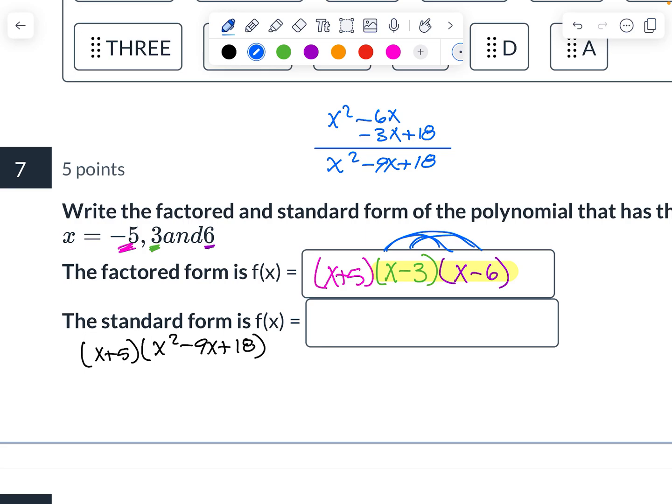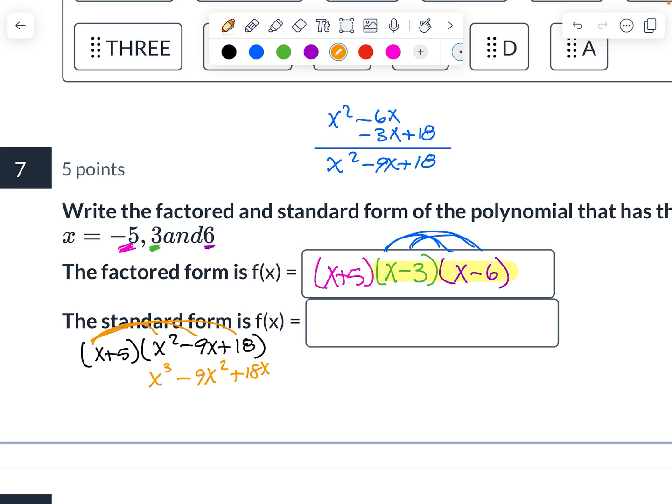Okay, but here's the deal. We are still not done. So now we need to do this multiplication. So now we need to take x times each of these. So all that does is raise each of these to a power of x. So that's going to make it x to the third minus 9x squared plus 18x.